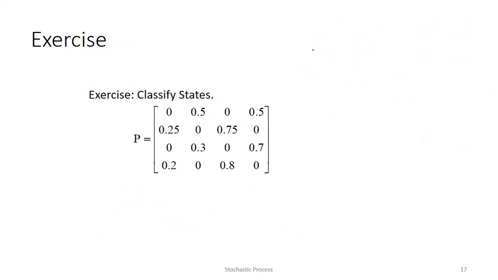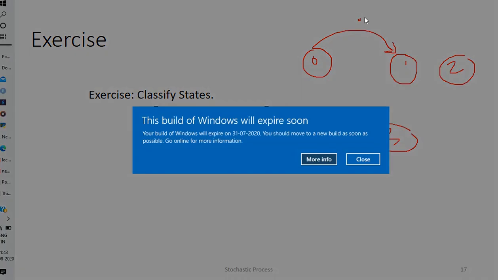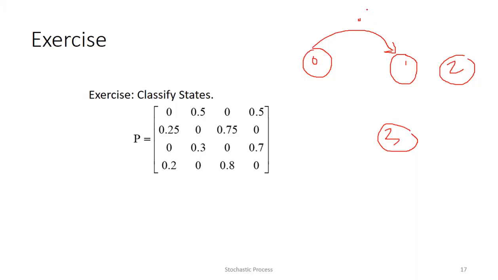See, this is another example. We have class 0, class 1, class 2, and class 3. Now we can form a graph. From 0 to 1 the probability is 0.5, and 0 to 3 the probability is 0.5. So the 0 class is complete.